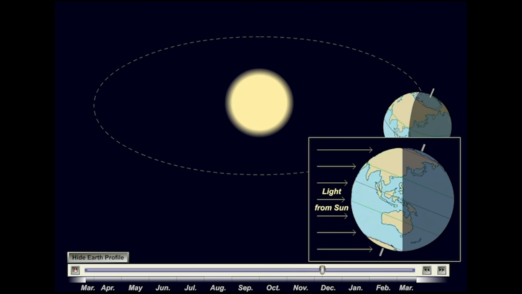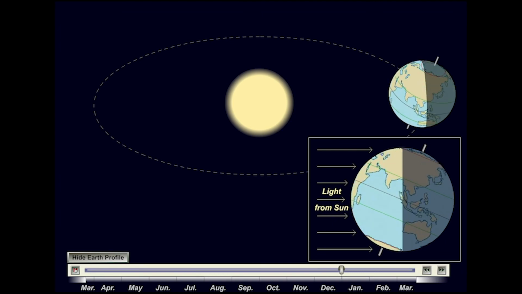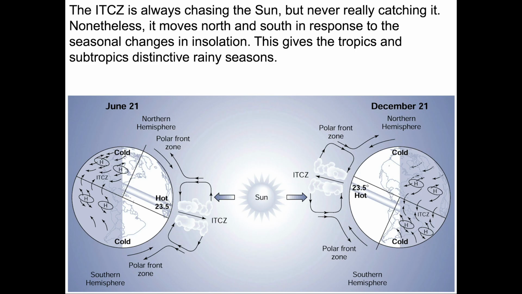And we could just let this go forever. Just like in the solar system. Hardly ever really catching it. It moves to the north in response to the seasonal changes in insolation. This gives the tropics and subtropics distinctive rainy seasons. If it passes twice in a year, there are 2 rainy seasons. If it passes once in a year, 1 rainy season.